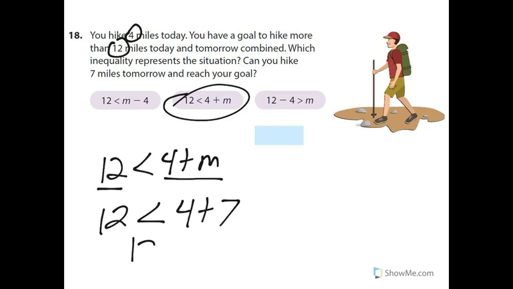Well, can you walk 7 miles? 4 plus 7, 12 is less than 11? No, because 12 is not less than 11. How many miles would you need to walk? Yeah, you would need to walk 9. Or at least more than 8, right? You can walk like 8.1, but you'll need to walk more than 8 to be able to walk more than 12 miles.